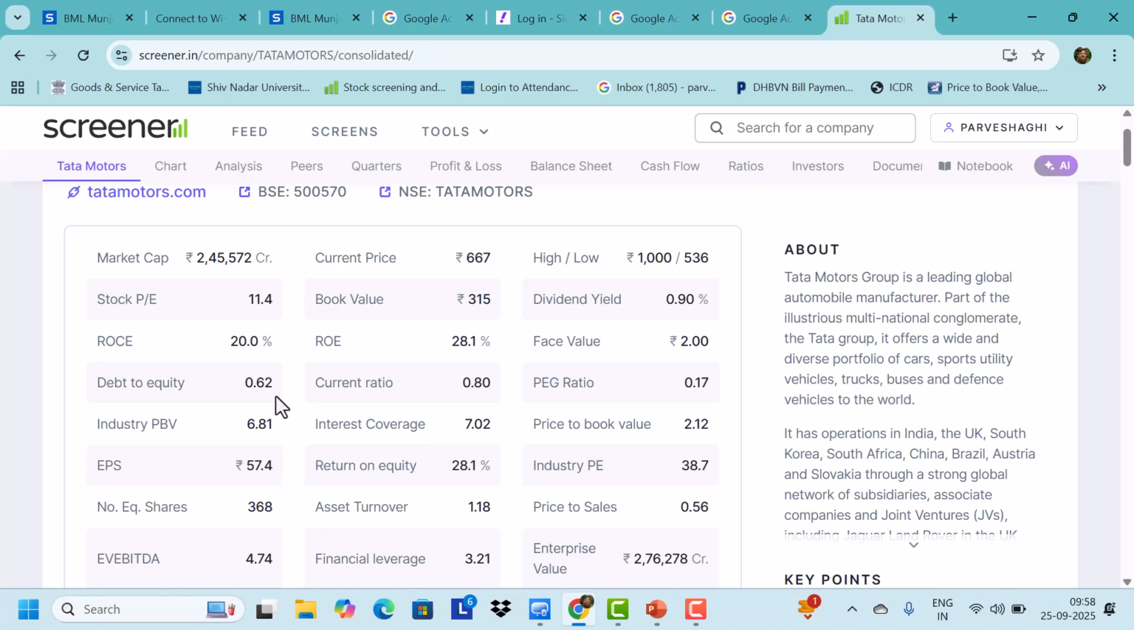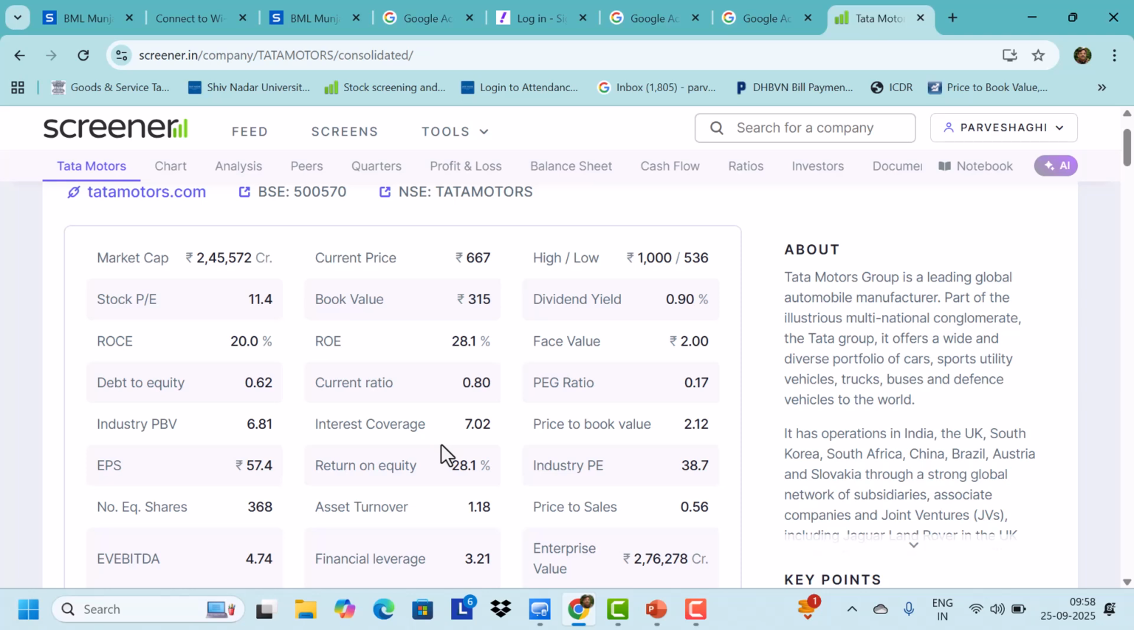So debt equity ratio is how much? 0.62. Okay? So that means 62 paisa is debt and 1 rupee equity. So company has low debt. Company doesn't have much debt. It has debt, but compared to equity, equity is more and debt is less. So good position. Okay. Now look at interest coverage ratio.